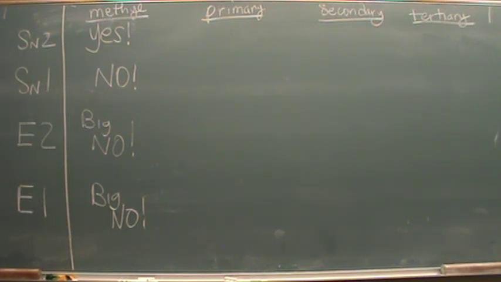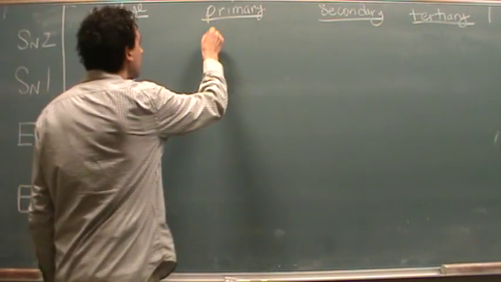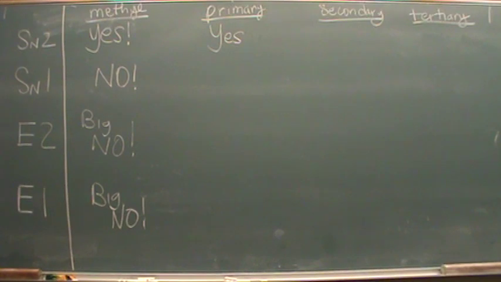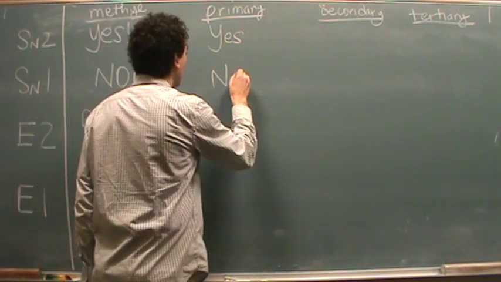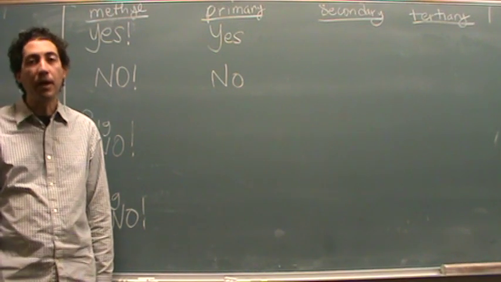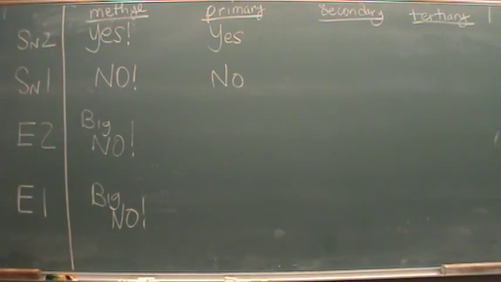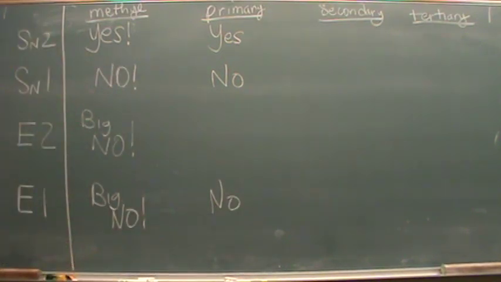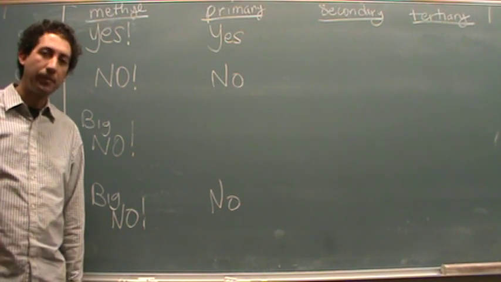Let's move over to the primary now. Can SN2 happen on a primary? Definitely, just like the methyl, you could definitely have an SN2 occur. Can you have an SN1? No. It would be really unusual to have an SN1 here, because that means you'd have to have a primary carbocation, and that's just unlikely. For the same reason, no for the E1, again because it's very unlikely to have a primary carbocation.